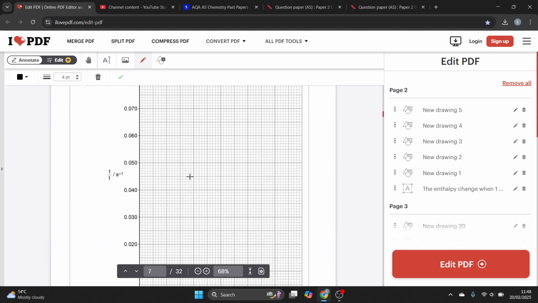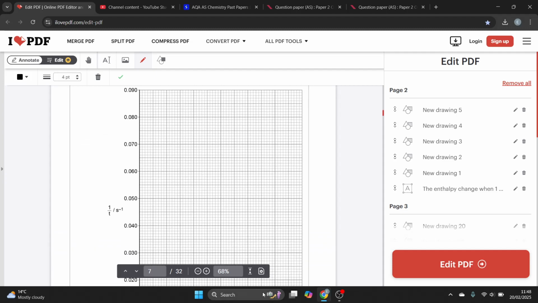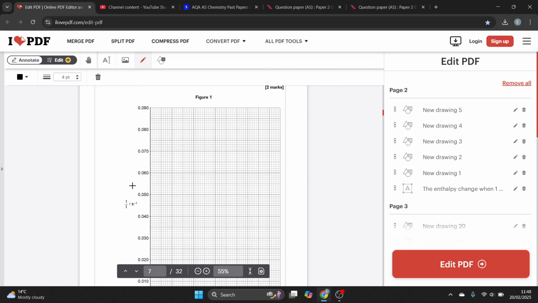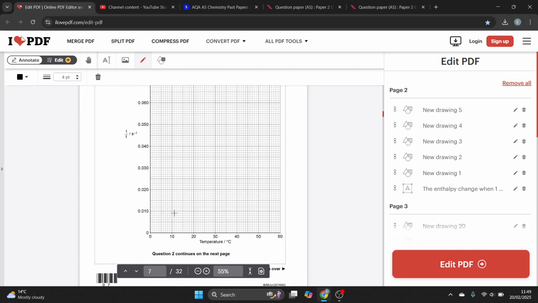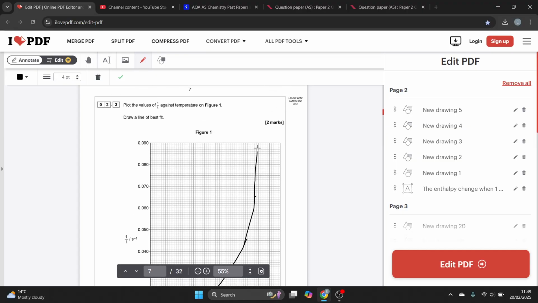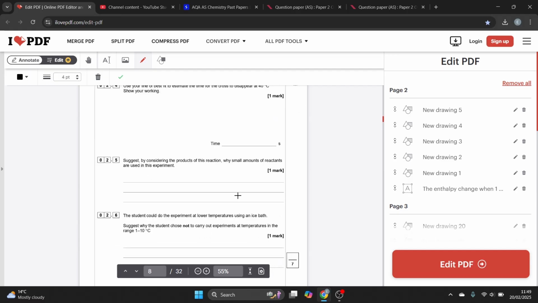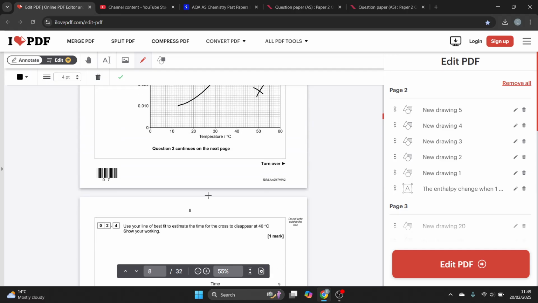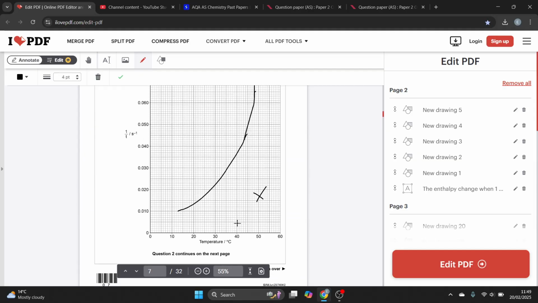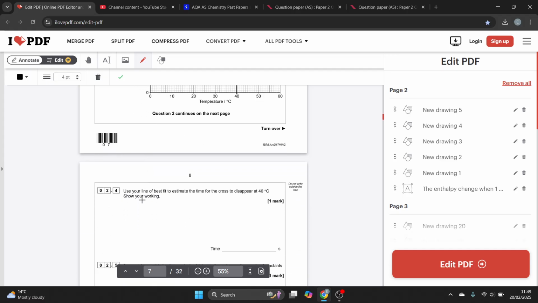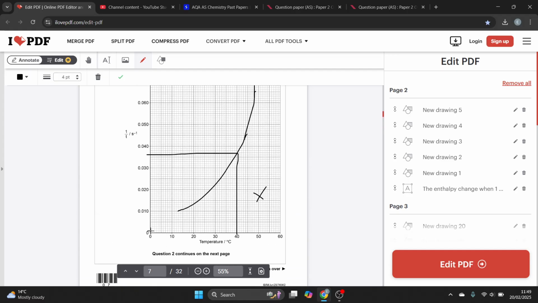Plot values of 1 over t against temperature. You just plot it. And obviously, if you've got anomalous results, an outlier, ignore it. Draw a curved line of best fit. Use the line of best fit to estimate the time for the cross to disappear at 40 degrees Celsius. So you go to 40, read whatever that value is, and take 1 over that. It varies depending on your graph.